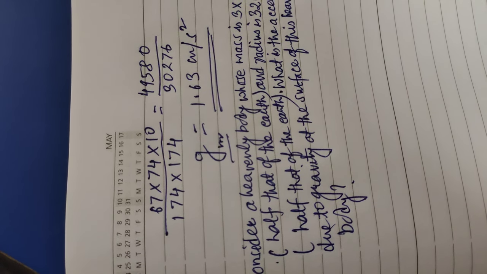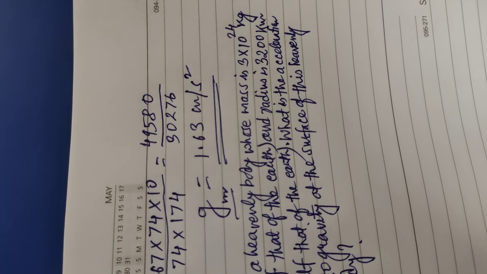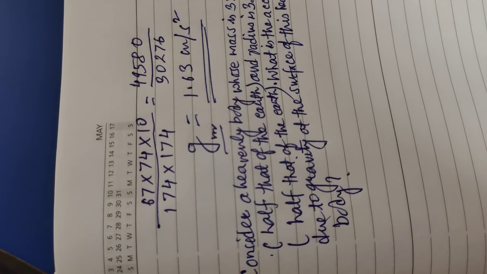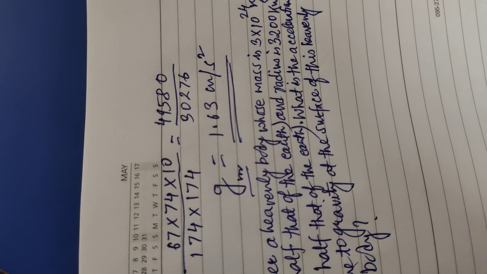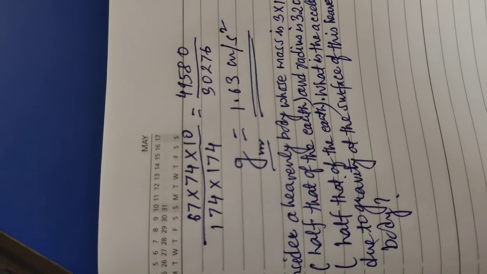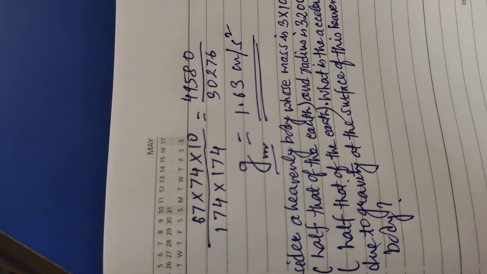Consider a heavenly body whose mass is 3×10^24 kg, half that of earth, and radius is 3200 km, half that of the earth. What is the acceleration due to gravity at the surface of this heavenly body?